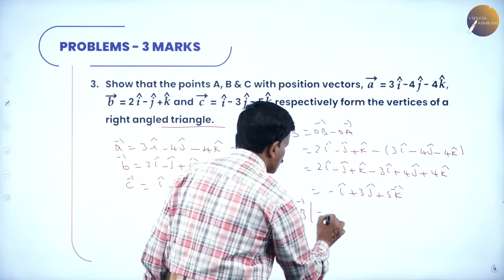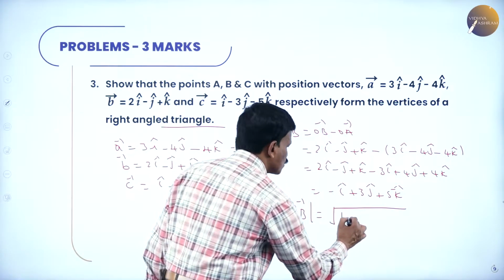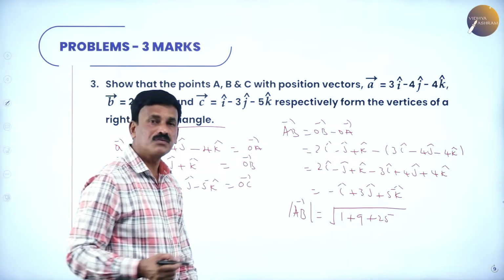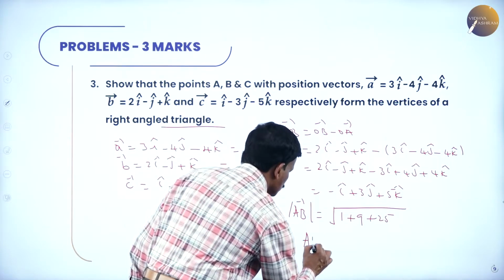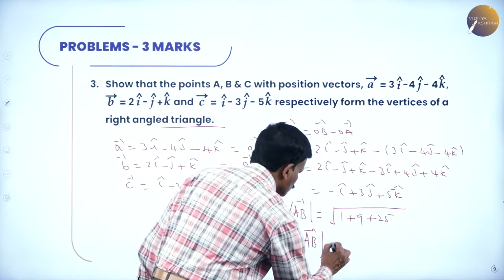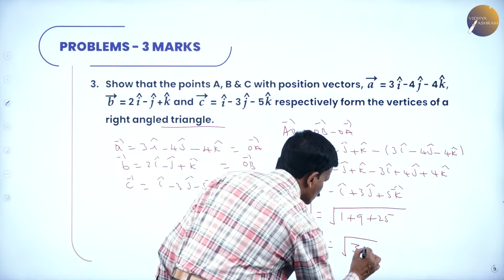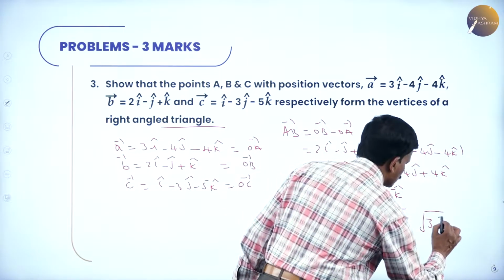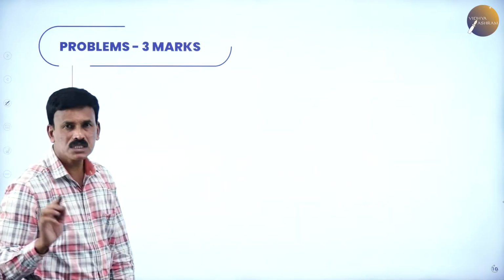Length of AB is equal to root of minus 1 square is 1 plus 3 square is 9 plus 5 square is 25. So therefore AB is equal to root of 35. This is root 35. Okay.